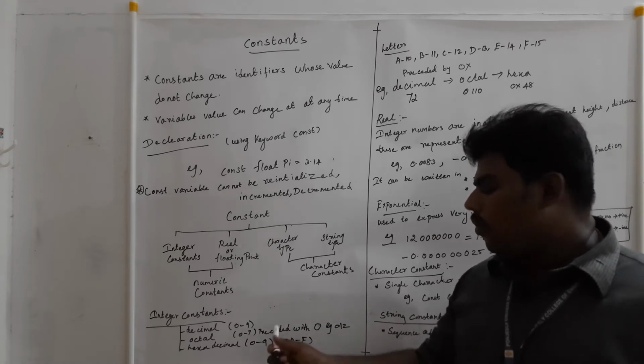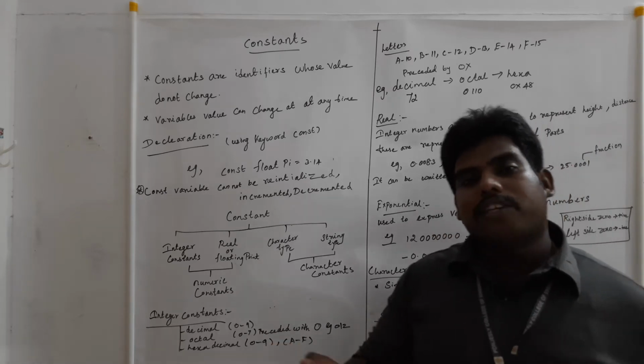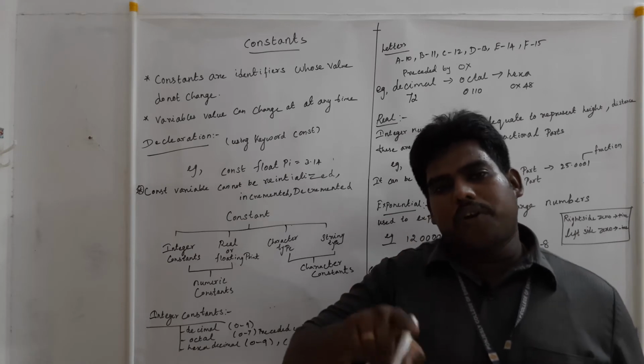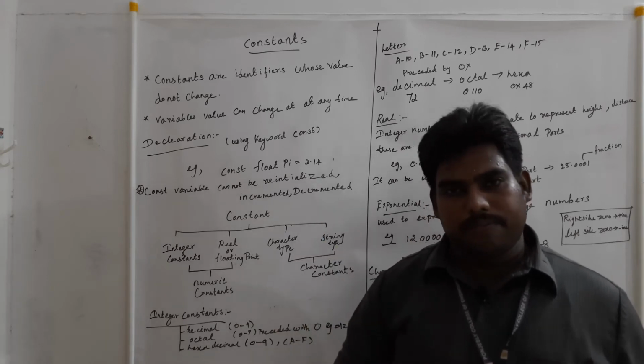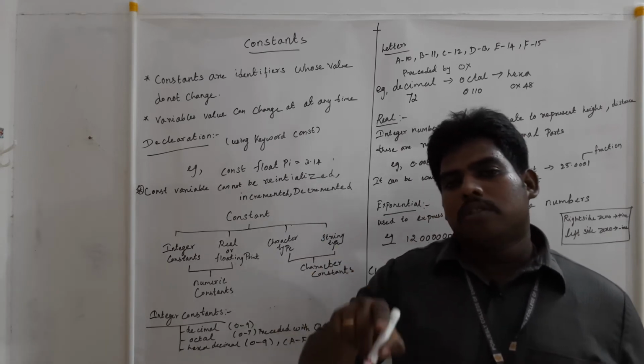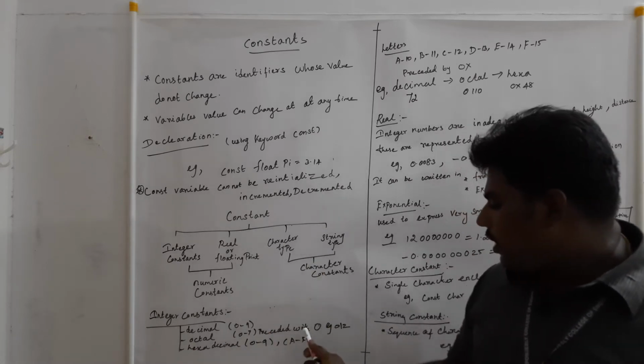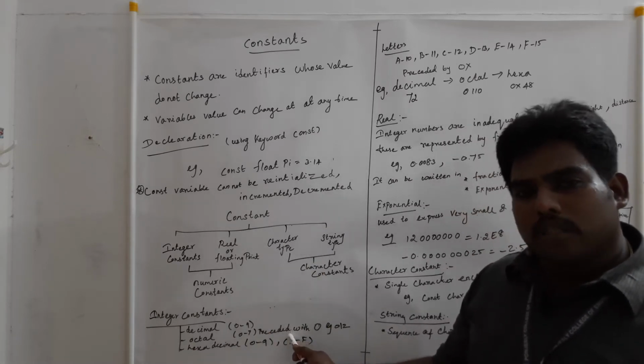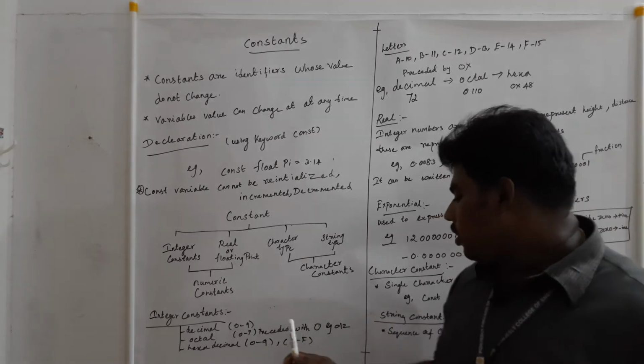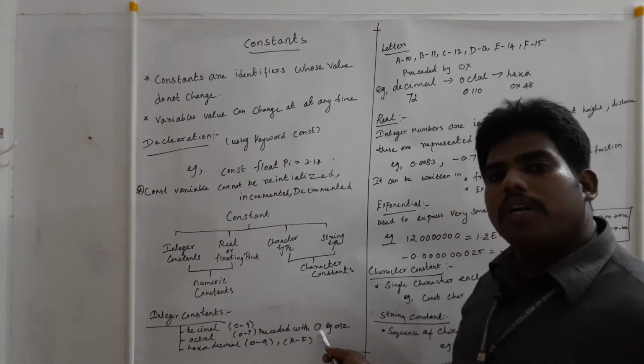Have you all got it? Then what about octal? Oct means 8, so 0 to 7, eight numbers. It's a combination of 0 to 7. Always an octal is specified by a leading 0. The 0 denotes octal.